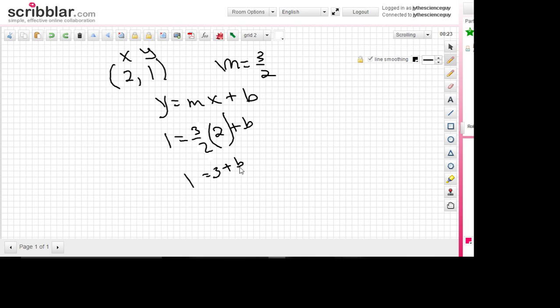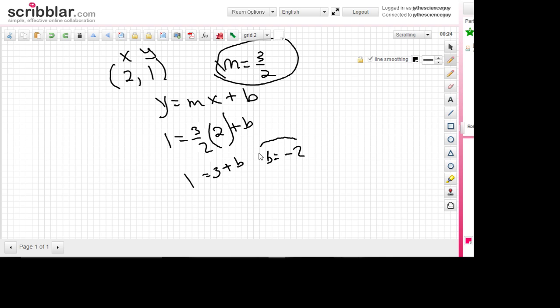And now I'm going to solve for b, because that's my what? What does the b represent? Your y. So it represents your start. So what would b be equal to? Negative 2. Okay, so I have my negative 2 and I have my slope.